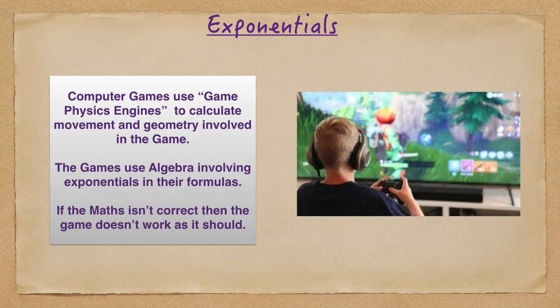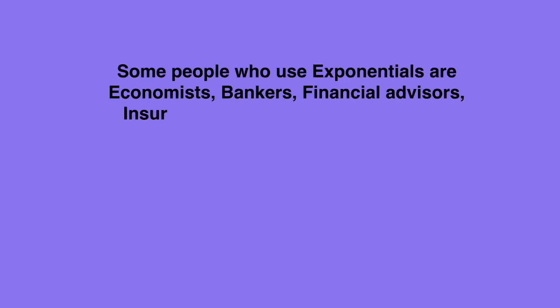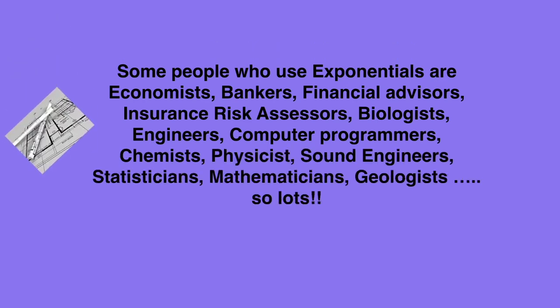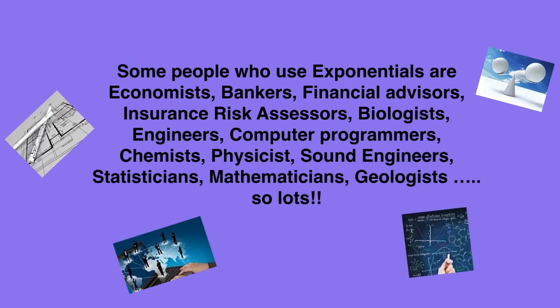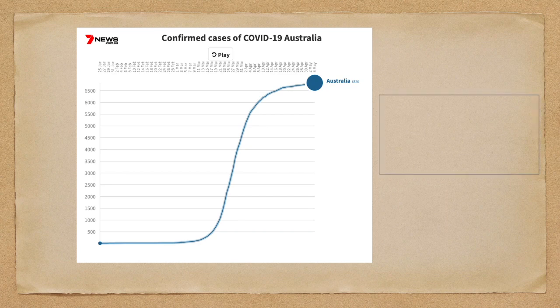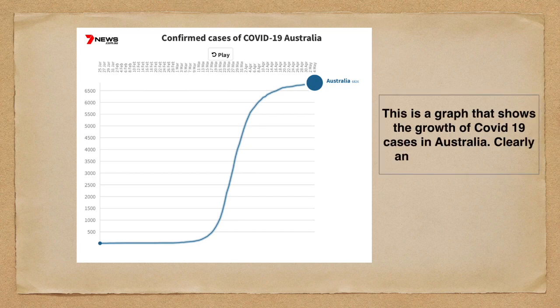There are lots of people in the world who use exponentials with their work, such as economists, bankers, financial advisors, insurance risk assessors, biologists, engineers, computer programmers, chemists, physicists, sound engineers, statisticians, mathematicians, geologists, and lots more. So don't think it's just graphs and numbers on a piece of paper. Many people actually use this for their jobs in real life. The most recent example of exponential growth would be of the COVID-19 virus. Take a look at this graph, which shows the growth of COVID-19 cases in Australia, which is clearly an exponential graph.